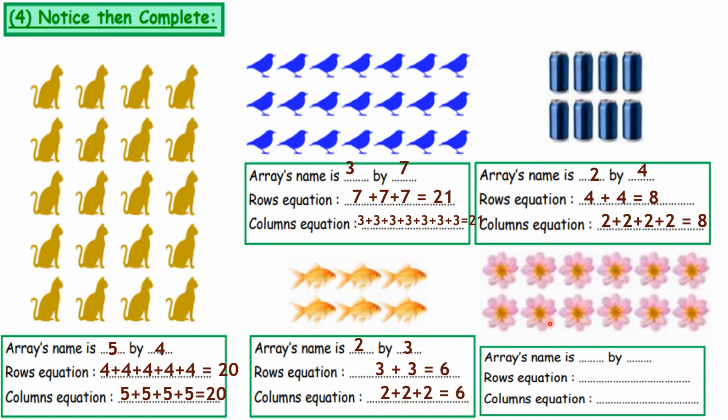The array's name here, I want you to solve it by yourself. I will give you 5 seconds. Okay, look here. So this array's name is 2 because we have 2 rows, by 6 because if you count the columns you have 6 columns. The rows equation here is 6 plus 6 equals 12. The columns equation here is 2 plus 2 plus 2 plus 2 plus 2 plus 2, which gives you 12.